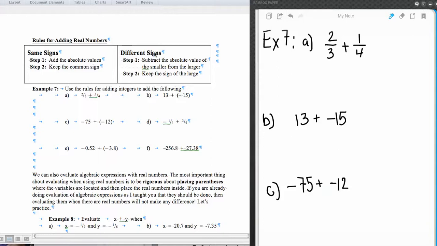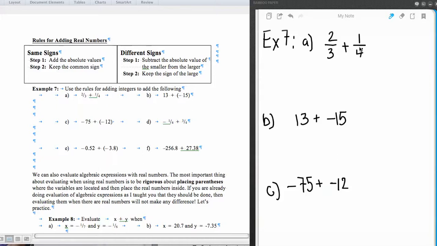Or if they're different signs, then we're going to take the absolute values of the addends. We're going to subtract the smaller one from the larger one, or another way of saying that same thing is big one minus small one, and then we're going to keep the sign of the larger number. Now, I'm going to very much abbreviate this, and I'm going to use some notation in order to show you how that's done. So the first one we're going to do here is a really easy one.